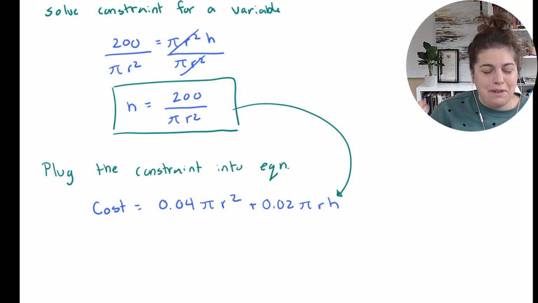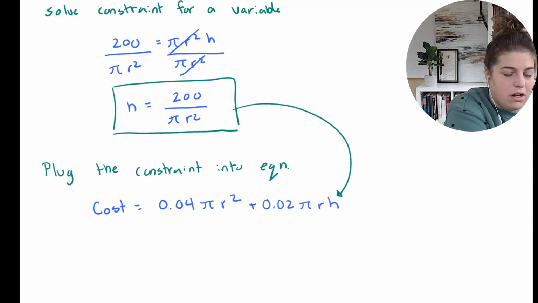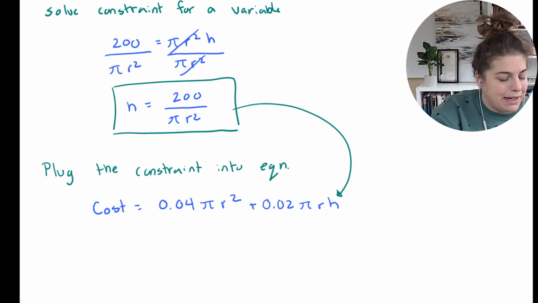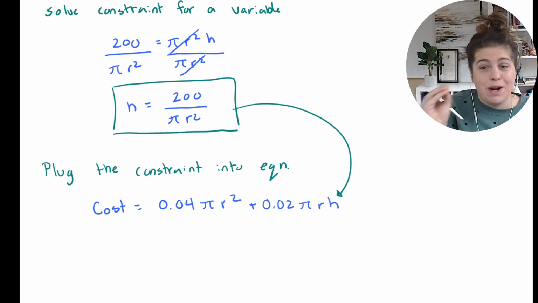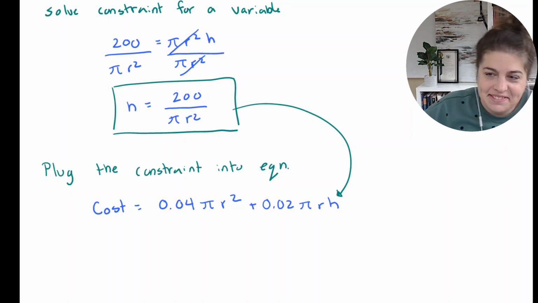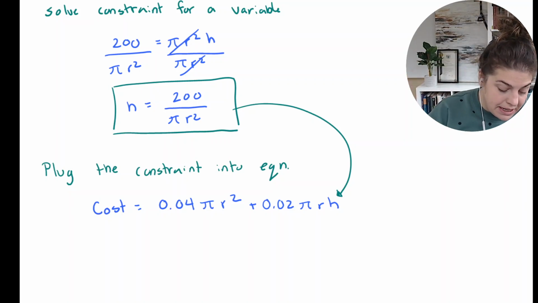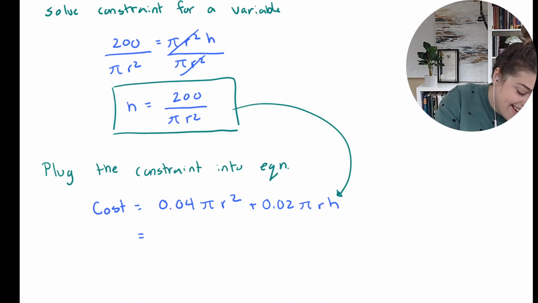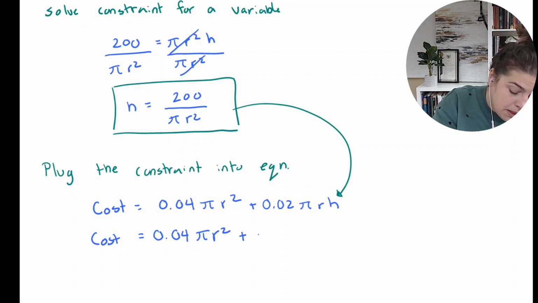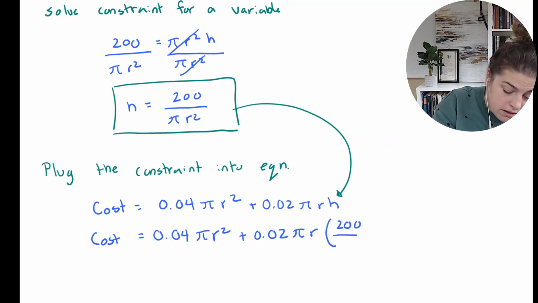Because remember, pi isn't a variable. Pi is 3.14, goes on for forever. It's a number in your calculator. Pi is a very magical number, okay? And if you want to know more about that magic, you can talk to my very nerdy husband. Okay. So we're going to have that 0.04 pi r squared plus 0.02 pi r times 200 over pi r squared.